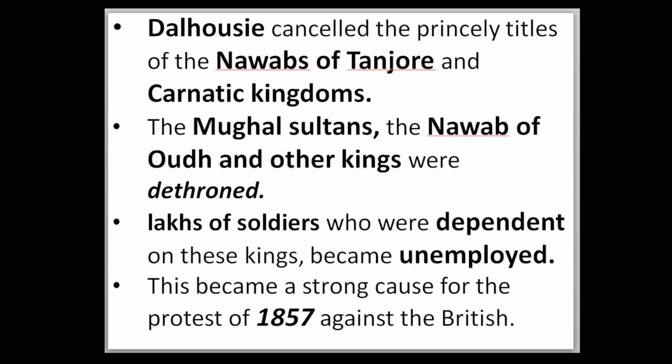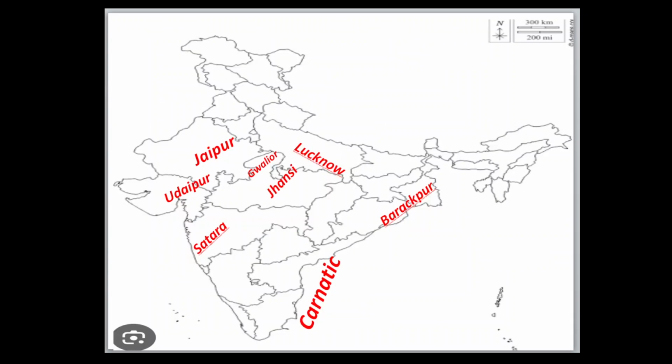If the kings are not there, if a kingdom is not there, then they all became unemployed. So this is the major political cause of the revolt of 1857. This became a strong cause for the protest of 1857 against the British. You have to remember this. These are the five points you have to write at minimum in the examination for the political causes. Now move to the next.